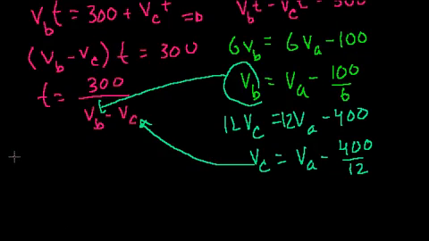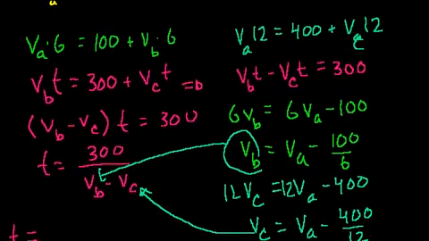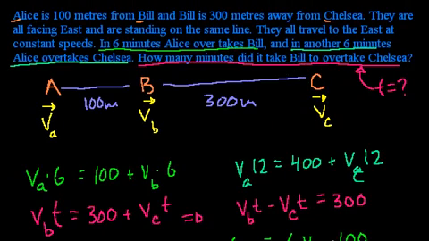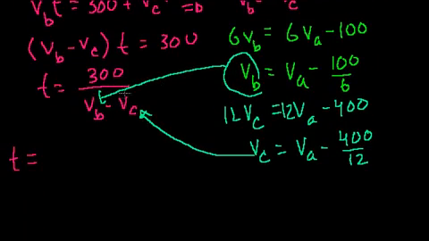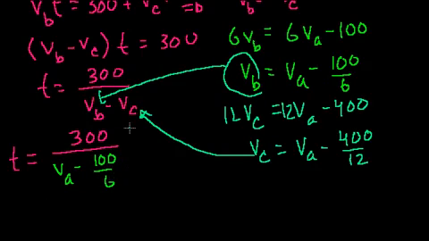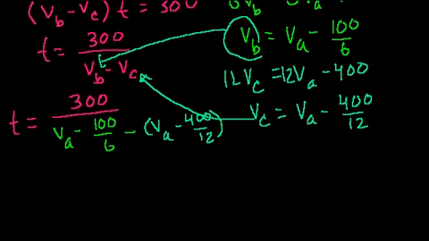So the time that it takes for Bill to overtake Chelsea, remember that's what T was. It's always good to remind yourself what this whole problem was about to begin with, is equal to 300 over VB. Well, instead of VB, let's write this: VA, the velocity of Alice, minus 100 over 6, minus VC. So minus this right here, minus VA minus 400 over 12. This should simplify to T. I'll just arbitrarily switch colors.